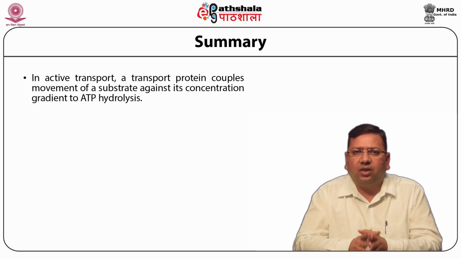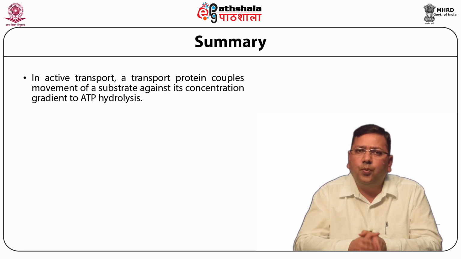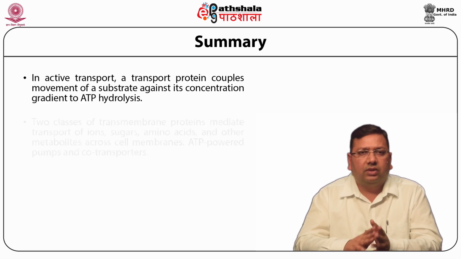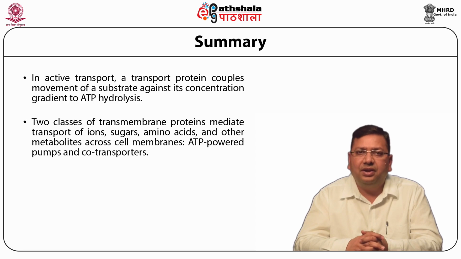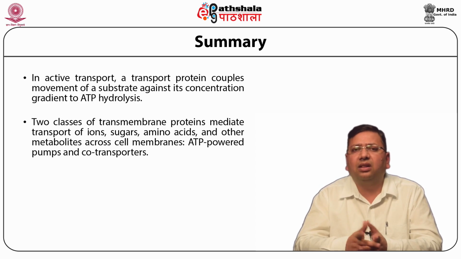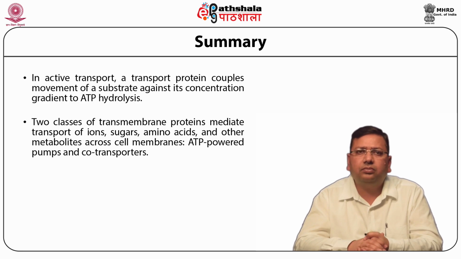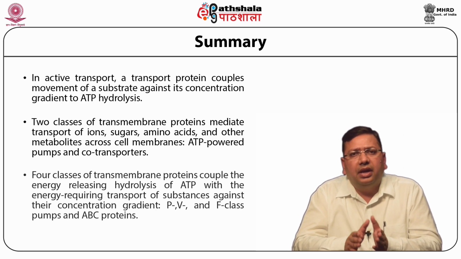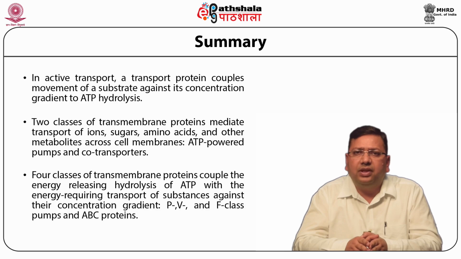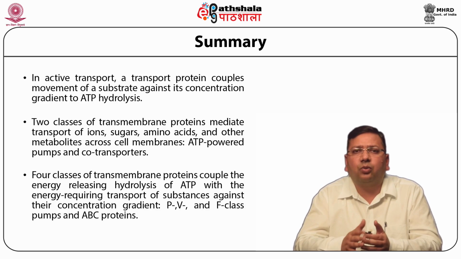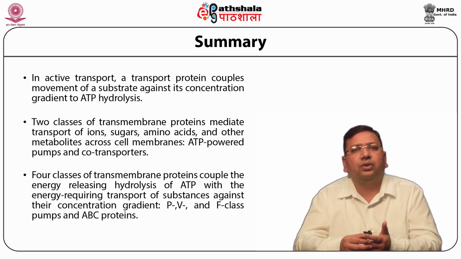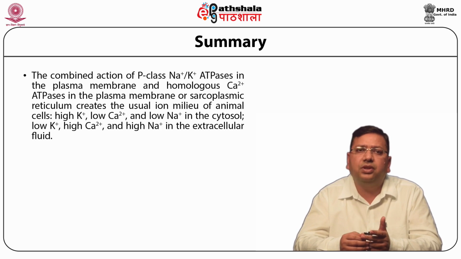Firstly, in active transport, a transport protein couples movement of a substrate against its concentration gradient to ATP hydrolysis. Secondly, two classes of transmembrane proteins mediate transport of ions, sugars, amino acids, and other metabolites across the membrane, which are basically ATP powered pumps and co-transporters. When you talk about ATP powered pumps, four classes of transmembrane proteins couple the energy releasing hydrolysis of ATP with the energy requiring transport of substances against their concentration gradients, and these are P pumps, V pumps, F class pumps, and lastly the ABC transporter proteins.